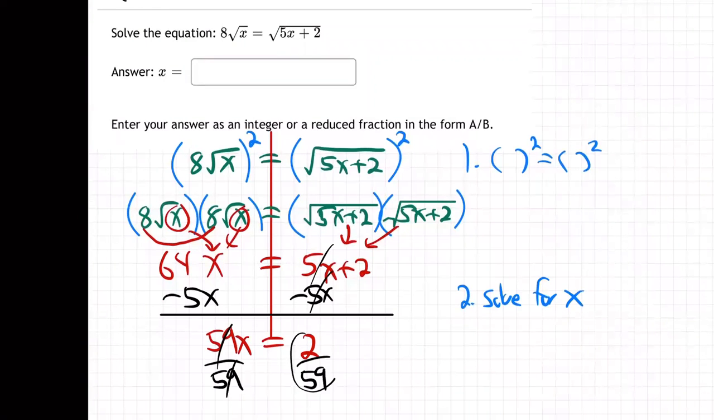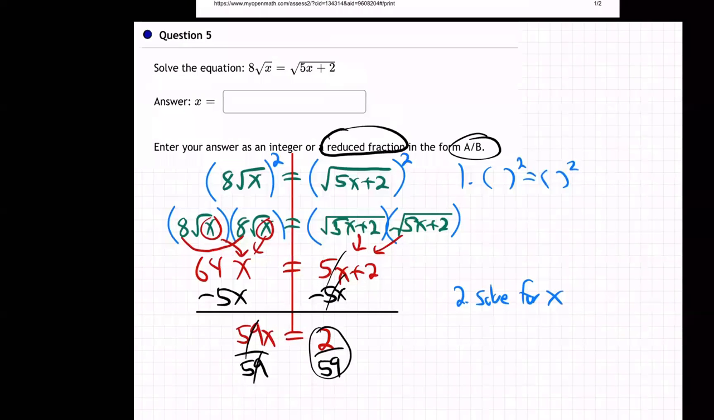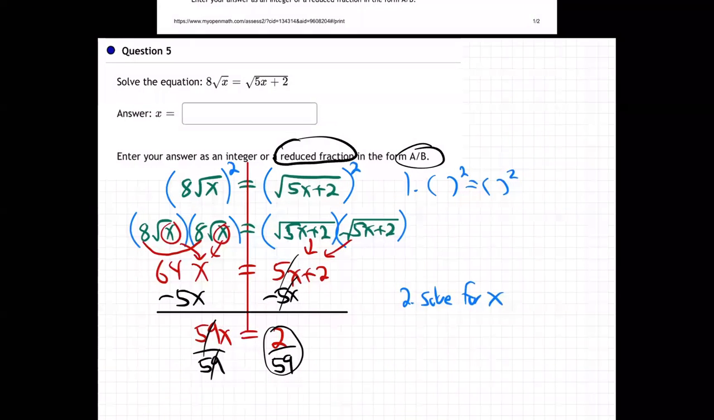There's our answer: 2 over 59. And they want you to put it in as a fraction. They don't want a decimal. If you notice up here, it says reduced fraction, a over b. They don't want a decimal. You type in the answer, 2 over 59. There we go.